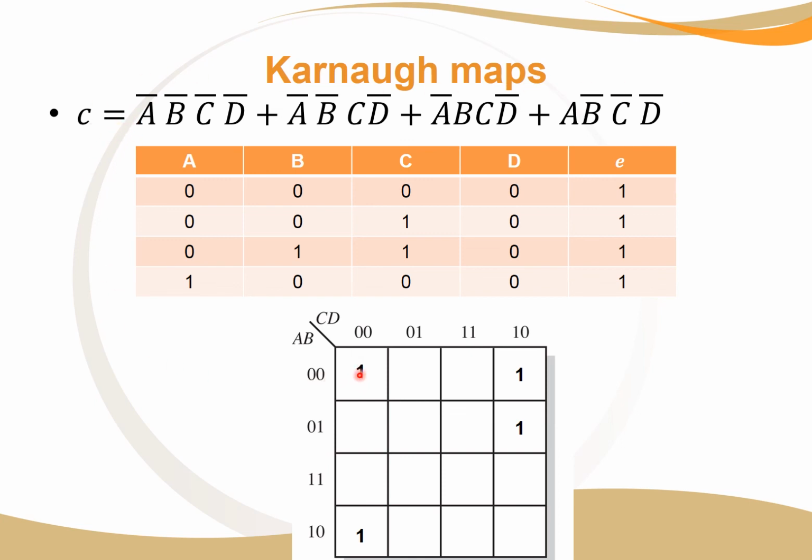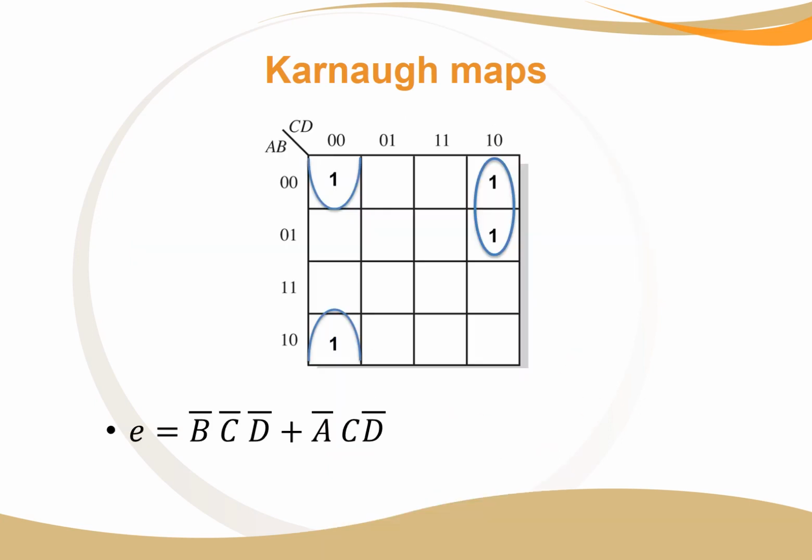We fill it in where we have ones, and then we group them. Because of the adjacency, we can group these two together, and we can group these together. Now we can also group that one with that one, but then we have a 1 dangling around. The idea is to group all the ones in as few circles as possible, the least number of groups. So we have 2 groups.